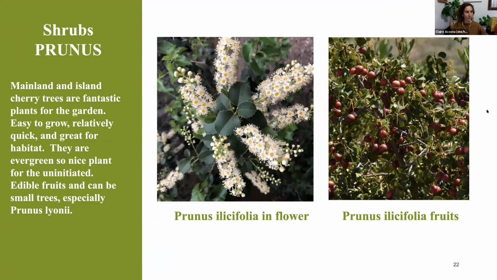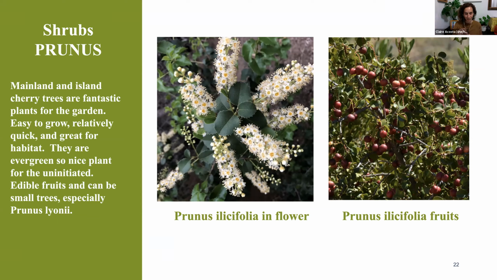Also, we have Prunus, which is our native cherry. Again, the fruit attracts a bunch of birds, and the flowers attract beneficial insects. There are two Prunus ilicifolias: Prunus ilicifolia ilicifolia and Prunus ilicifolia lyonii. Lyonii is the island cherry, and ilicifolia is the mainland cherry. Lyonii gets a bit bigger and is more of a standard tree form, and ilicifolia is more of a large rounded shrub, but both are really gorgeous with their glossy leaves.